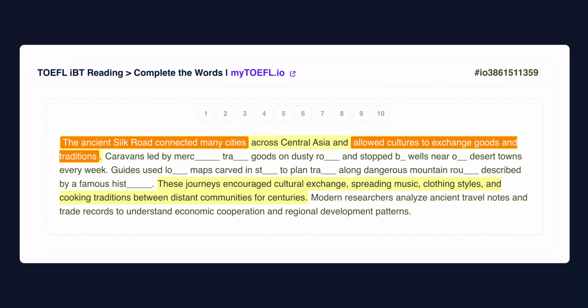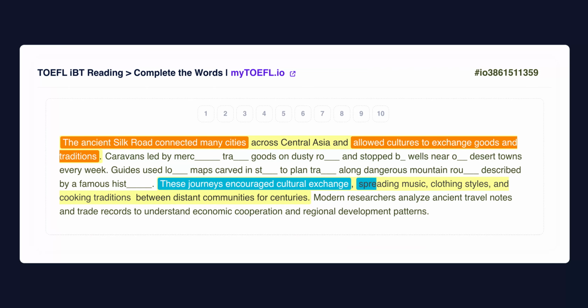Here, the text deepens our understanding of the exchange mentioned earlier. We see that these journeys encouraged cultural exchange, which reinforces the positive impact of the Silk Road. The sentence then lists specific examples: spreading music, clothing styles, and cooking traditions. This list confirms that the passage is not just about physical items, but also about lifestyle and art. Understanding this helps us predict that the missing words in the previous sentences might relate to the people or methods involved in these long journeys.